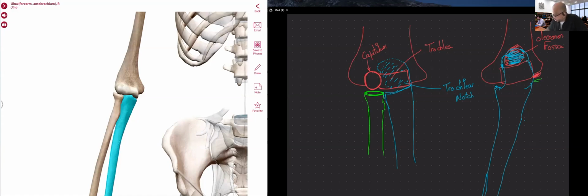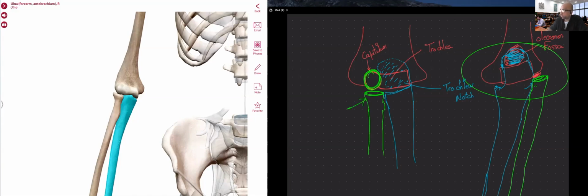So I can see on here, on the lateral aspect of the forearm, you can see the radius. This is located like this. All this together is called my elbow joint. So the elbow joint is actually formed of two joints: the articulation between the capitulum and the head of the radius, and the articulation between the trochlea and the trochlear notch of the ulna.